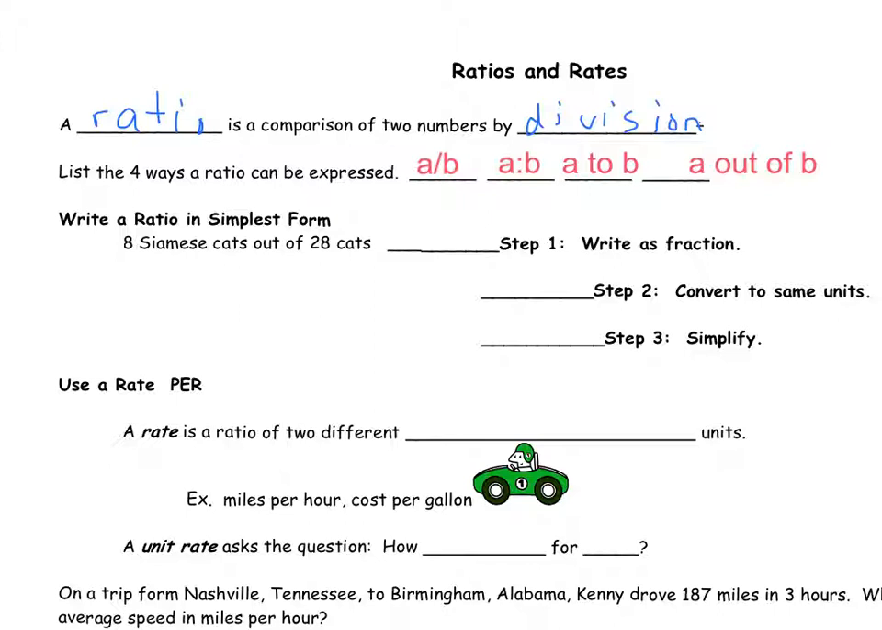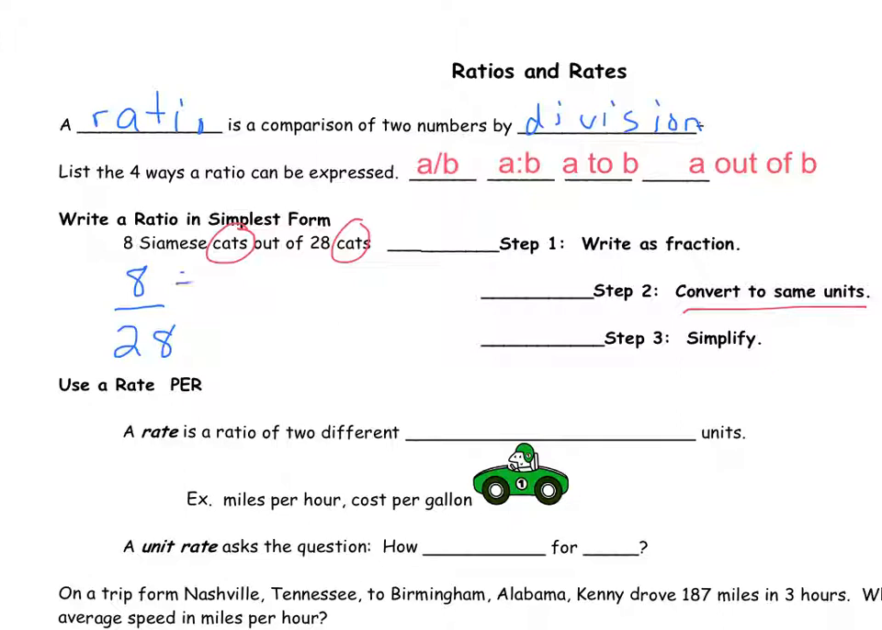The example says 8 Siamese cats out of 28 cats. It's very important that whatever's listed first, that's what I write in my numerator, 8. And then the last listed term, or 28 cats, is going to go in my denominator. The next thing says to convert to the same unit. So I look at the units, and all I'm talking about are cats and cats. Well, cats are the same, so I don't need to use any conversions. If I had some measurement, then I may have to use some conversions later on.